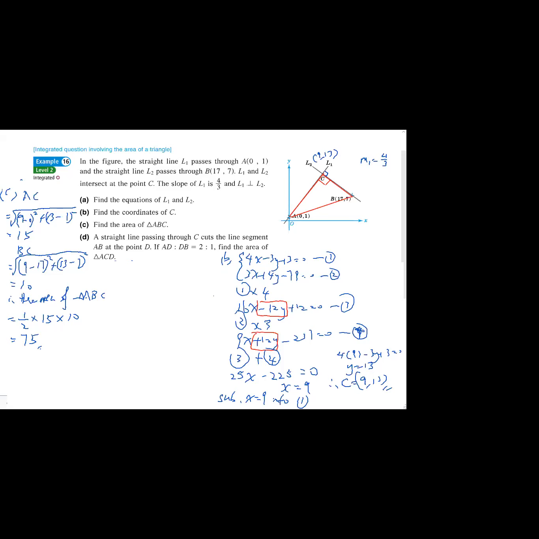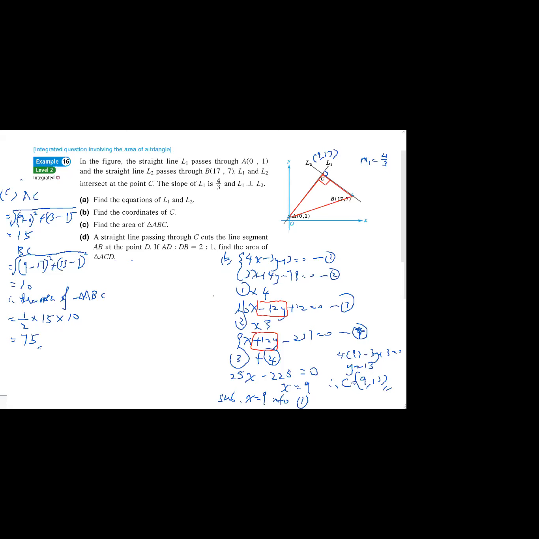And then part D, a straight line passing through point C cuts the line segment AB at the point D. If the ratio of AD to DB is 2 to 1, find the area of triangle ACD.